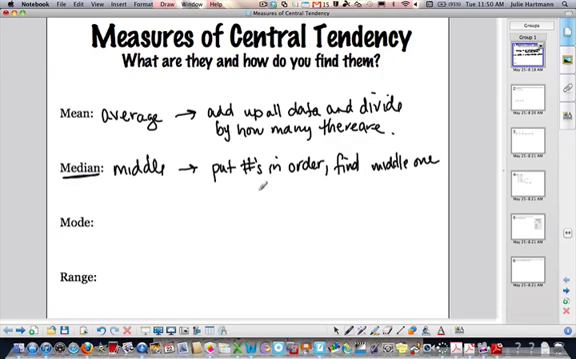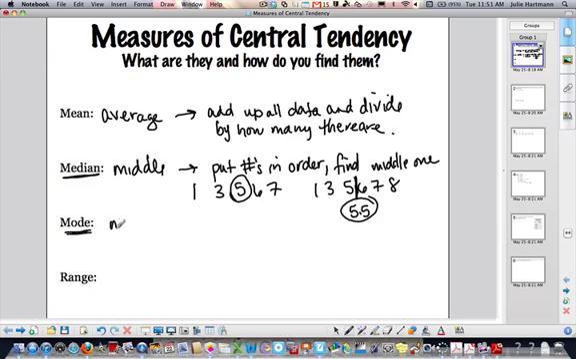Now, one thing to keep in mind though: say you have 5 numbers, 1, 3, 5, 6, 7, the median is 5. But if we have, say, 6 numbers, the median is between the middle two, so you would find the middle between 5 and 6, so your median would be 5.5.